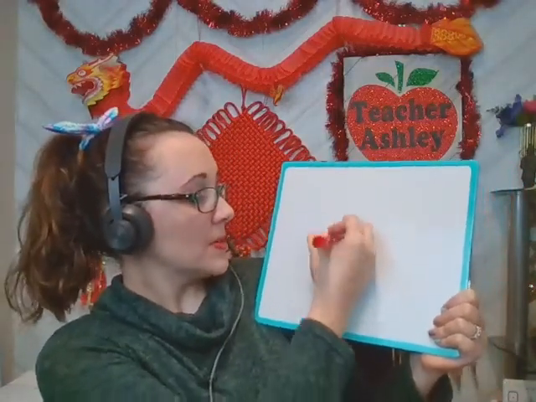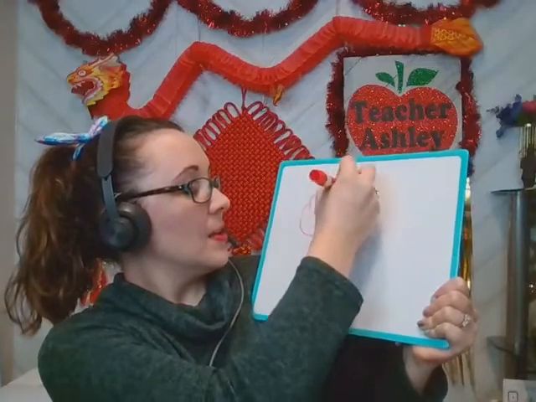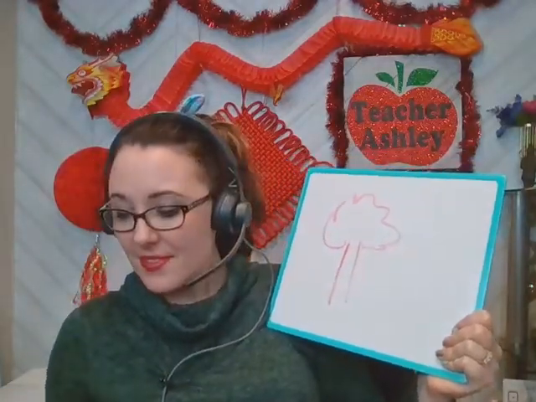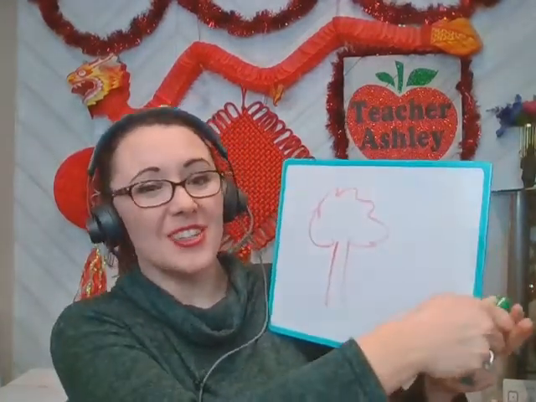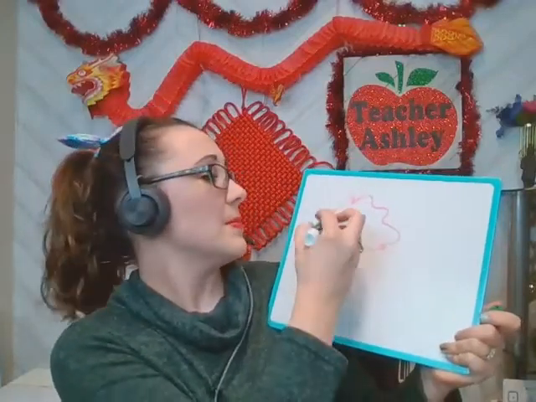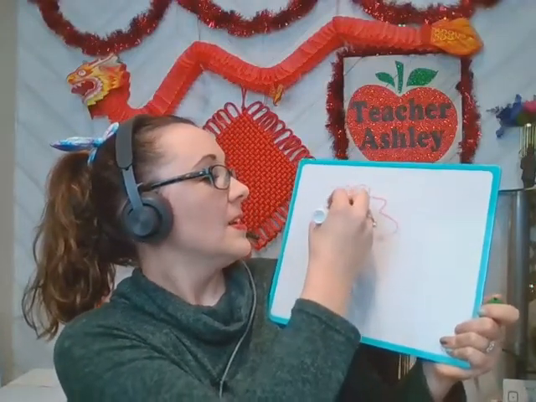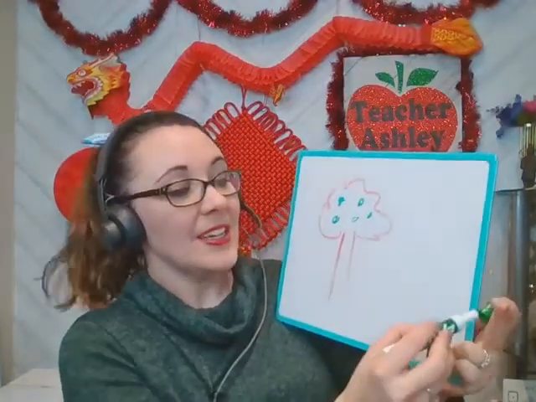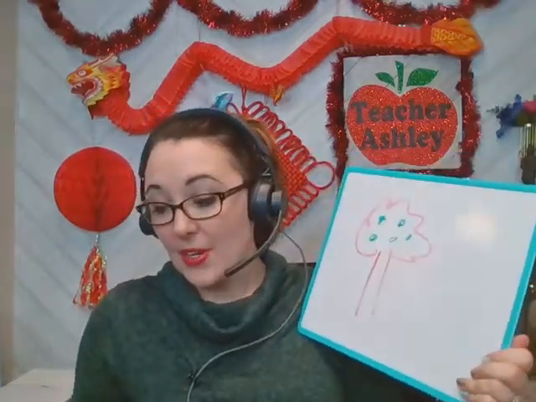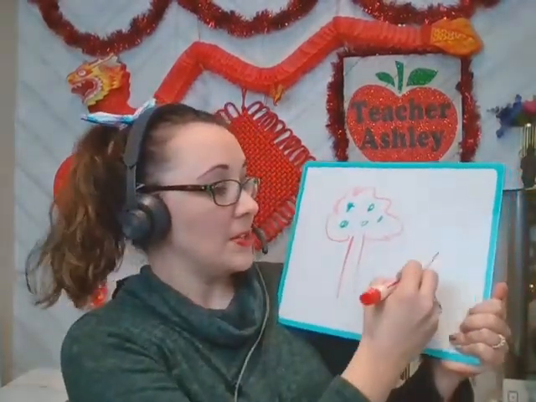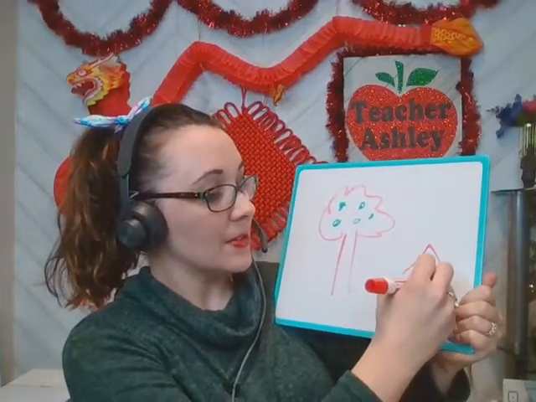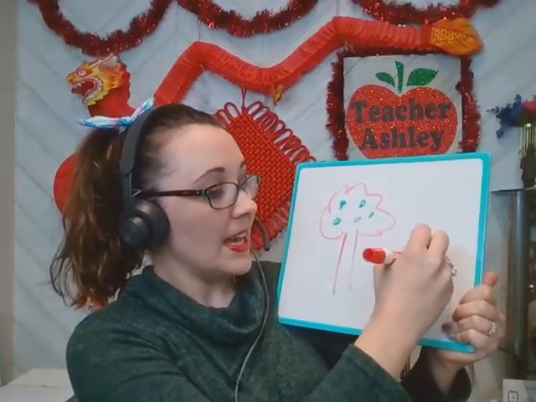So for the first one, maybe I will draw a tree. Okay, and then my student, it'll be their turn. They can draw whatever they want. So maybe they want to draw some, I don't know, some green apples in the tree. And then we just keep going back and forth, whatever you want to draw. Maybe I want to draw a house. Here we go, nice little house.